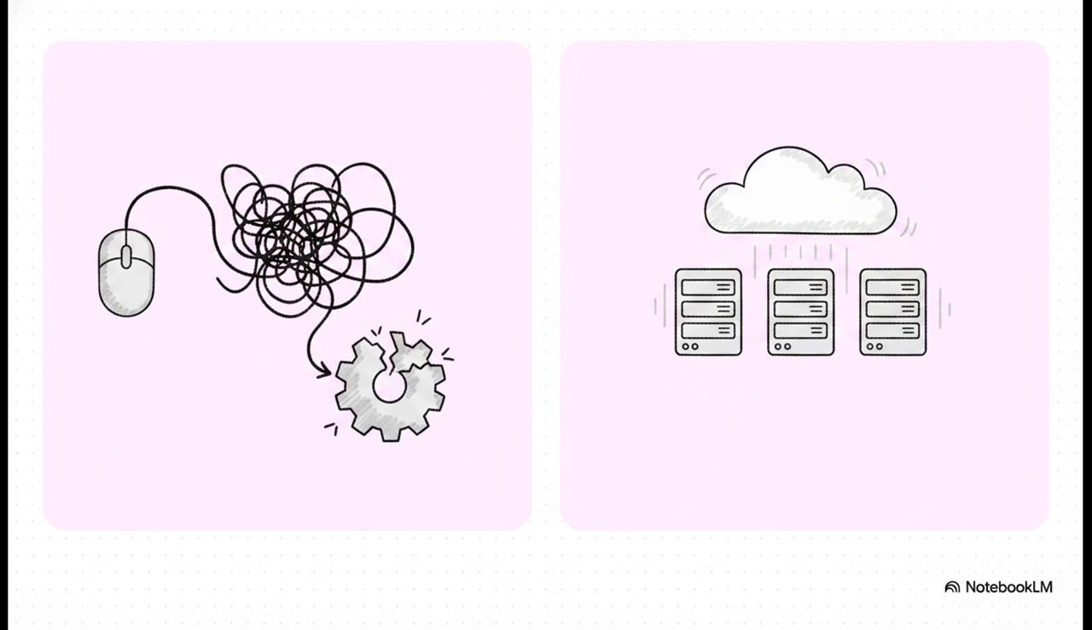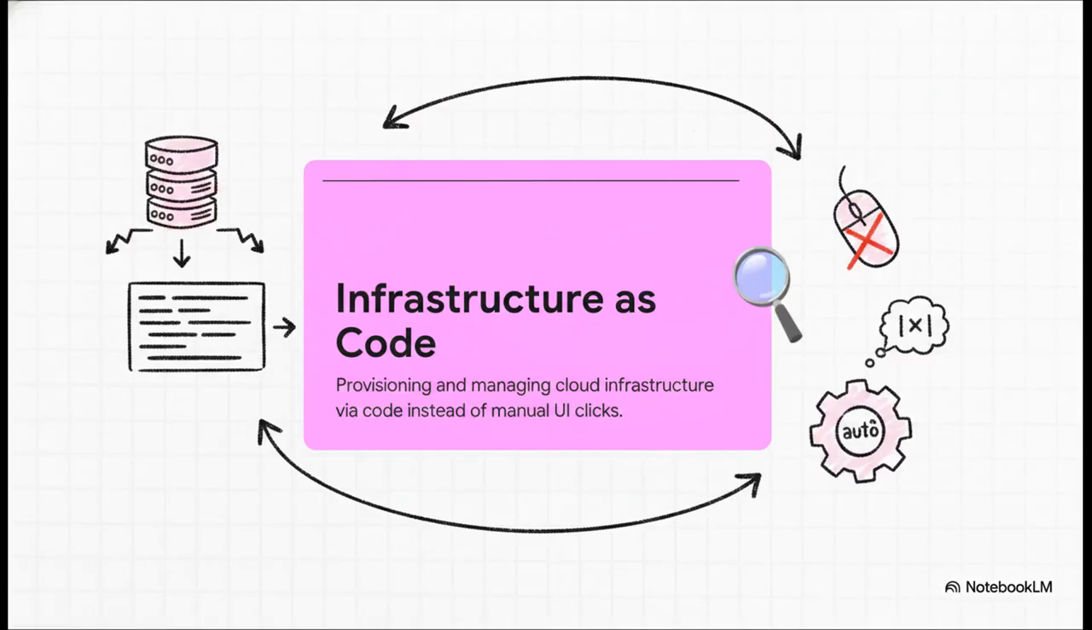So just to make sure we're totally on the same page, what actually is infrastructure as code? Well, it's exactly what it sounds like. It's the process of writing out your infrastructure requirements as machine-readable code rather than interactively clicking through a UI. You simply define what you need, and the code handles all the heavy lifting of provisioning and management.